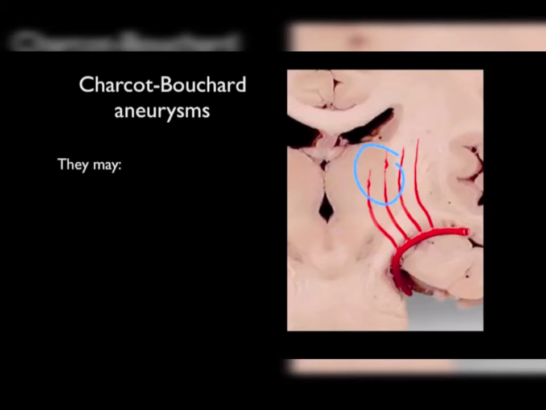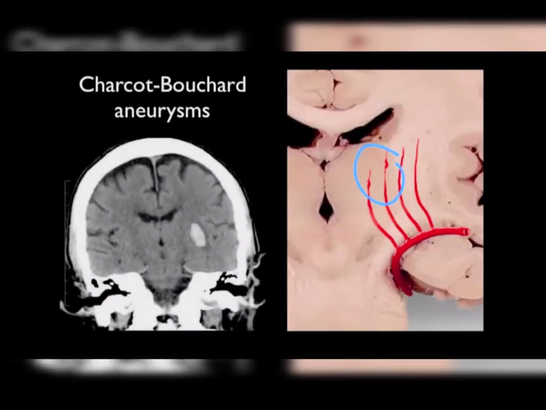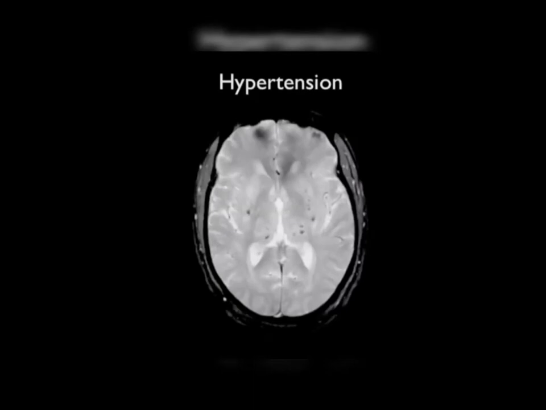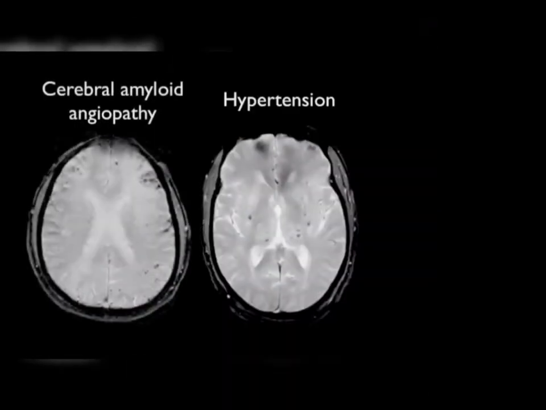These aneurysms arise as a result of chronic changes within the walls of these perforating vessels, and these vessels can go on to either thrombose, in which case you develop a lacunar infarct, they can leak, resulting in microhemorrhages, or they can rupture, resulting in a true hemorrhage. The distribution of microhemorrhages acting as a surrogate for Charcot-Bouchard aneurysms is seen on MRI with T2 star weighted imaging or susceptibility weighted imaging, as small regions of signal dropout are typically seen in and around the basal ganglia in chronic uncontrolled hypertension. These should be distinguished from the microhemorrhages seen in cerebral amyloid angiopathy, which underlies in most cases of primary lobar hemorrhage, where they are located peripherally within the brain.